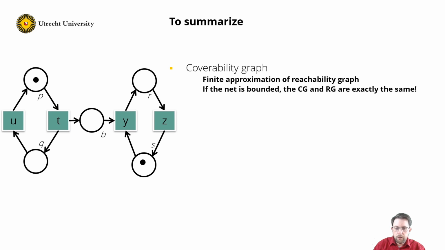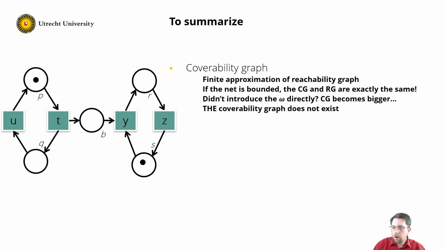Also important to realize is that the coverability graph is not unique. So, if you didn't introduce the omega directly, because before, for example, you didn't notice it, that doesn't mean your coverability graph is wrong. It only means that you get a different coverability graph. It only might be slightly bigger. Another aspect is that if you visited the markings in a different order, you could introduce omegas at a different moment. And hence, this also results in a different coverability graph. So, this means that the coverability graph does not exist, only a coverability graph.